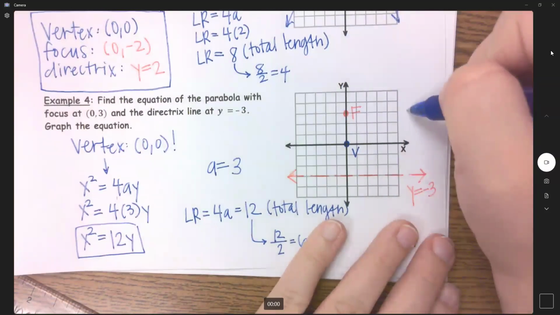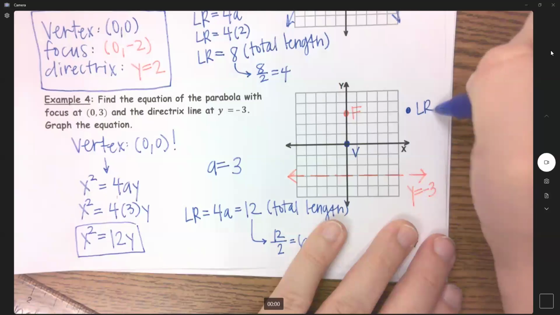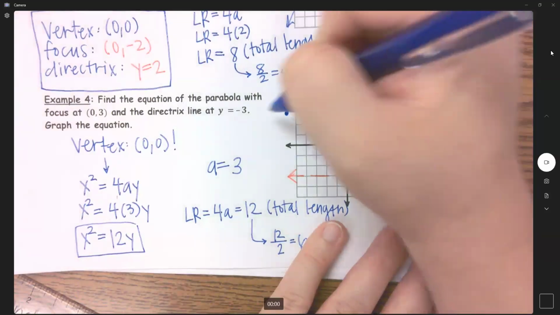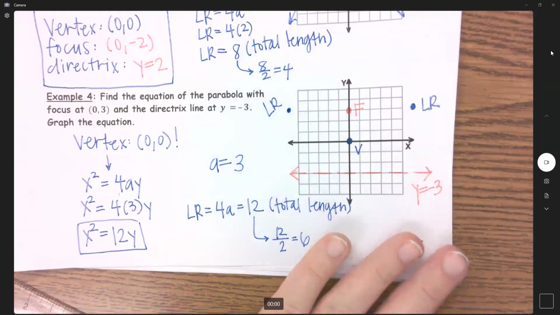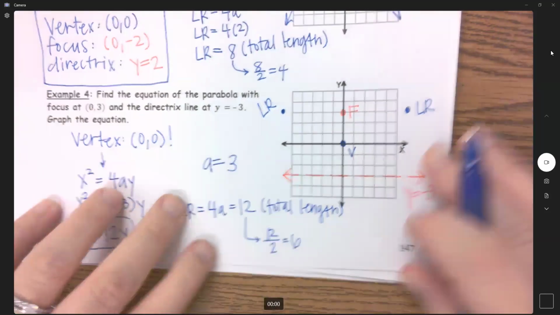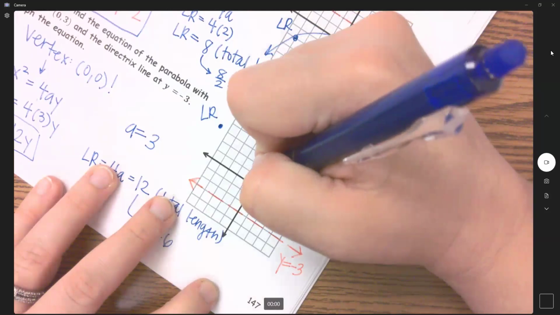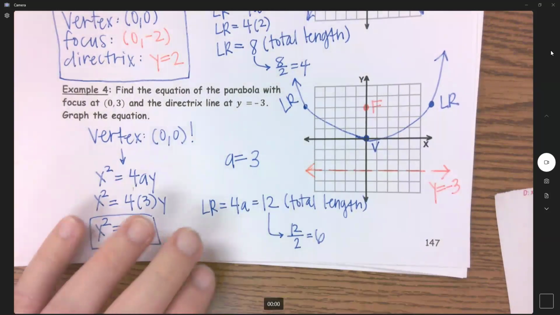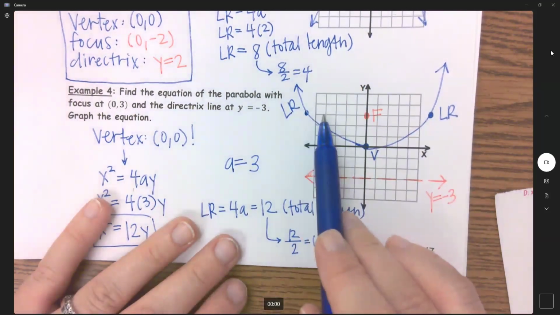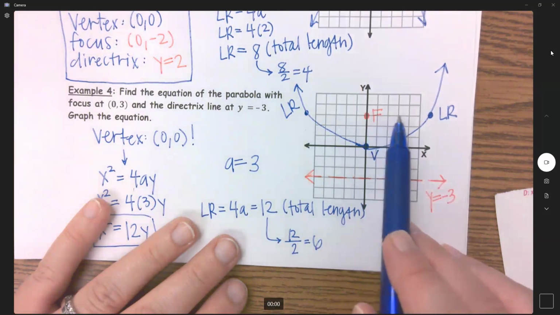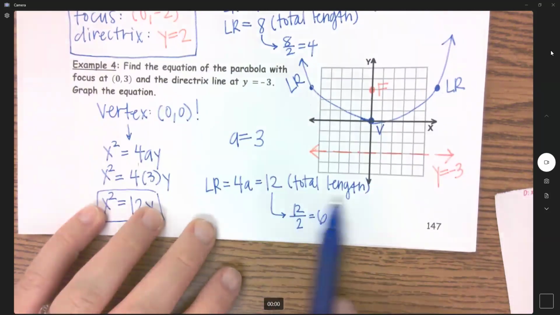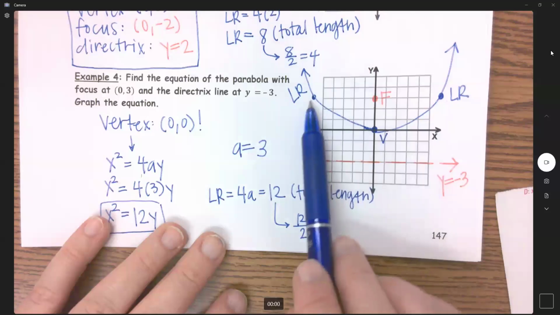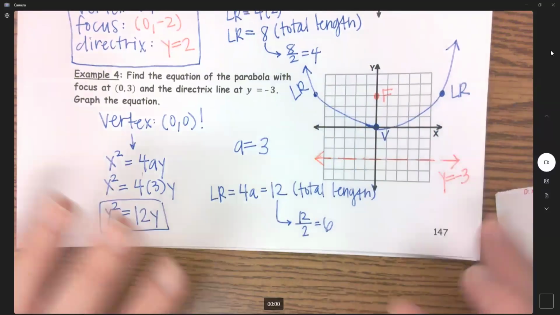So from this focus, I'm going to go 6 units to the right and 6 units to the left. And then we'll connect our vertex and go through the LR. And so now we have a total distance of 1, 2, 3, 4, 5, 6, 7, 8, 9, 10, 11, 12. A total distance of 12 for that entire latus rectum line.